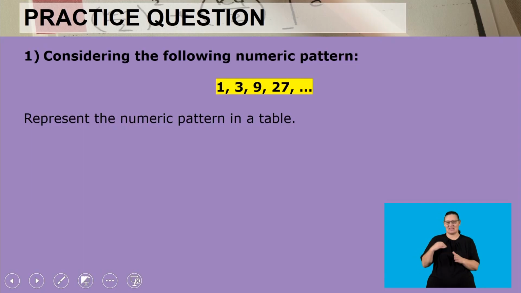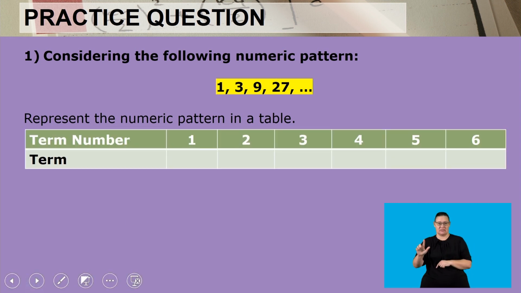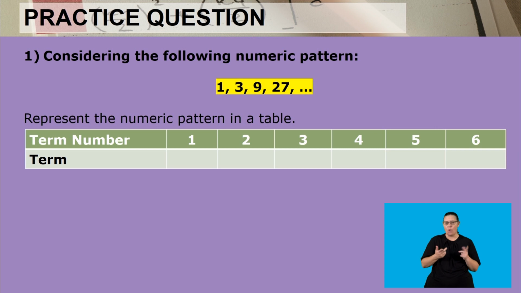So our first question is saying, considering the following numeric pattern, that's 1, 3, 9, and 27, represent the numeric pattern in a table. So remember, for us to represent this numeric pattern in a table, we must know what the rule is, or at least we must know how to move from the first term to the second term, from the second term to the third term. Now, looking at our table, it is asking us for the first 6 terms.